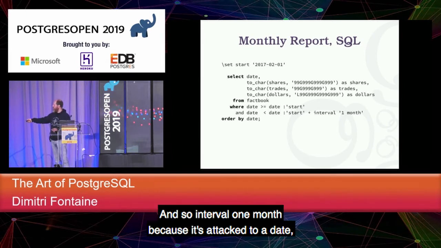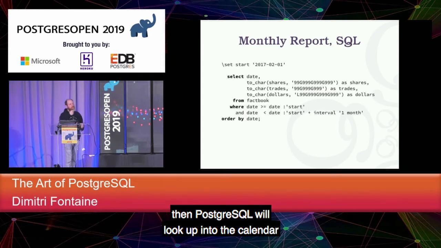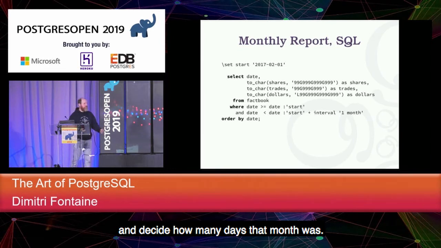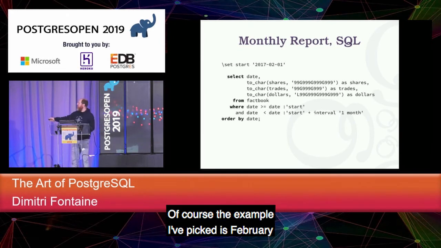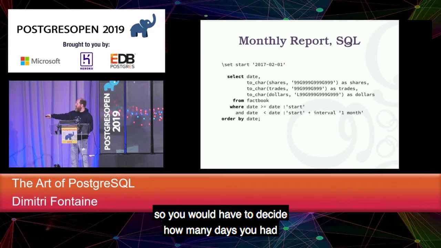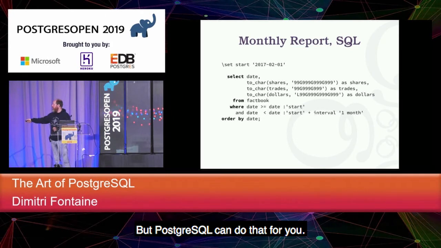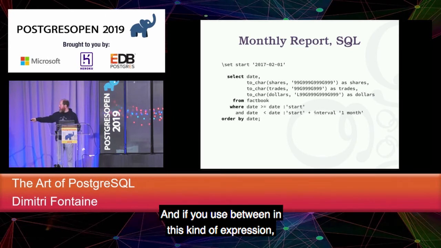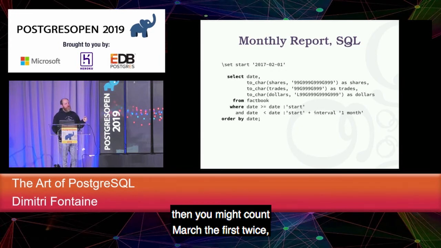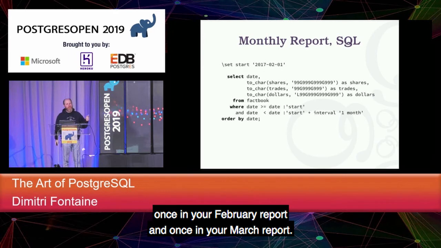And so interval 1 month, because it's attached to a date, then PostgreSQL will look up into the calendar and decide how many days that month was. Of course, the example I've picked is February. So it will have to decide how many days you had that year in February. But PostgreSQL can do that for you. And then if you use between and this kind of expression, then you might count March the 1st twice, once in your February report and once in your March report.